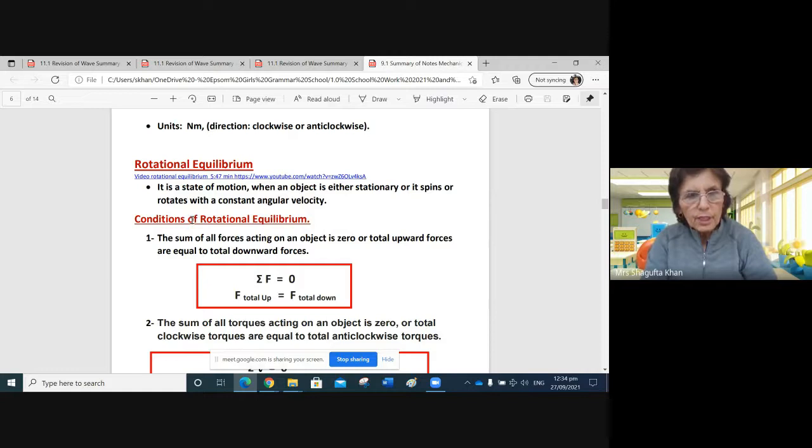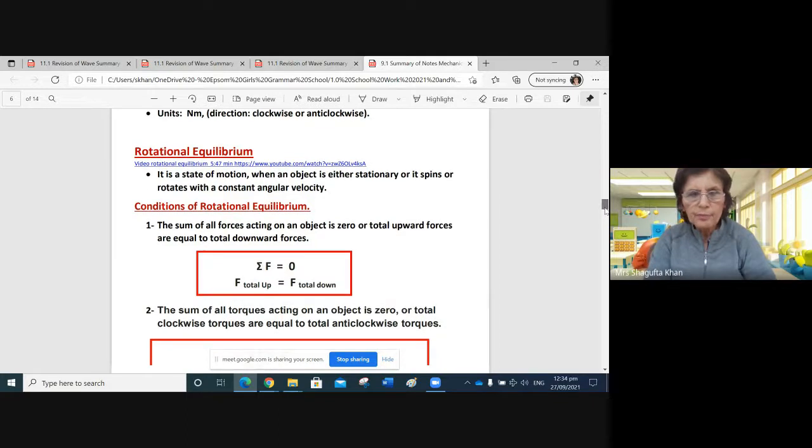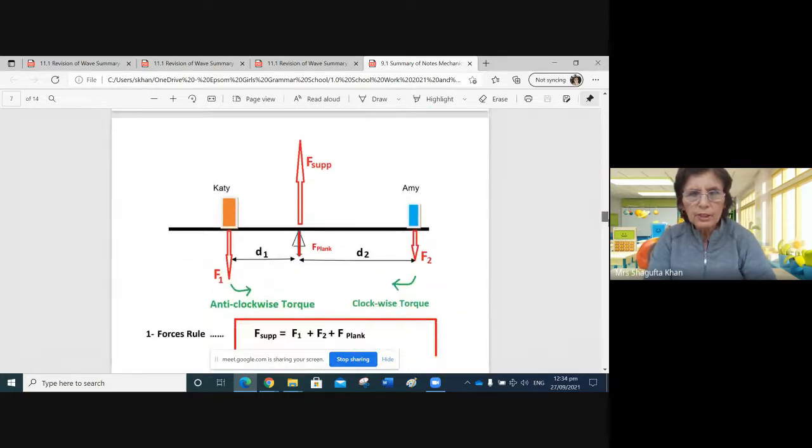Now, there are two conditions for rotational equilibrium. The first one, we will look at with an example. So if there's a seesaw or a plank, and Katie and Amy are sitting, and the seesaw is balanced, then the downward forces will be the weight of Katie, the weight of Amy, and the weight of the plank. So these are the three downward forces. Support force will be coming from the pivot. If this pivot is not strong enough, the whole thing will collapse. So if this seesaw is balanced, that means the upward force is equal to these three forces, or they are balanced.